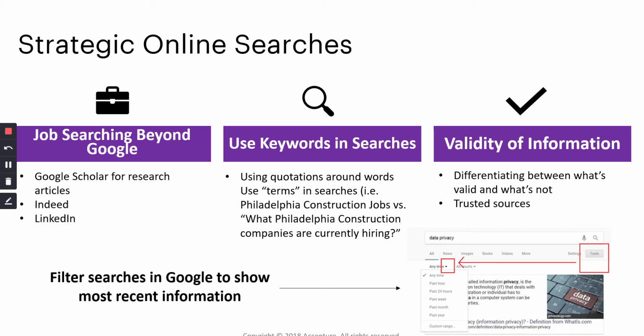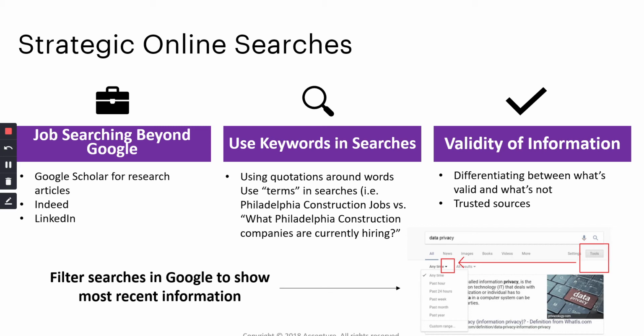If you're looking for specific information about a particular topic, Google is good, but Google Scholar is great because it allows you to read and look into published articles about specific topics. So it's very valid, and it's been cross-checked and published, so you know that the information is correct.